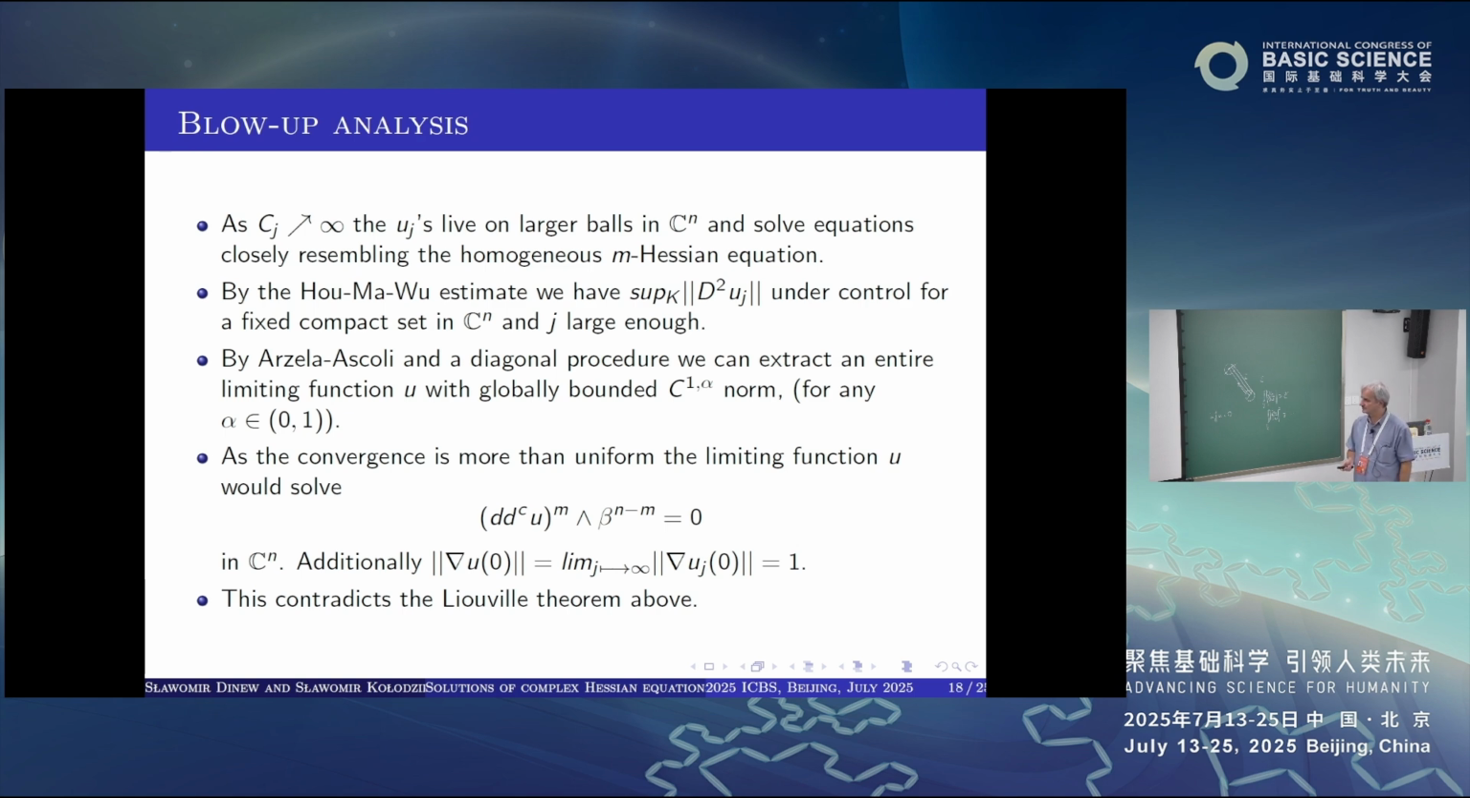It satisfies the homogeneous Hessian equation, but on the other hand, by construction, the gradient at 0, well, 0 is the limit of those z_j's, the gradient at 0 is 1. And we get a contradiction with this Liouville theorem proven a few slides ago. Okay, that's the end of the proof of Calabi-Yau for compact Kähler manifolds.